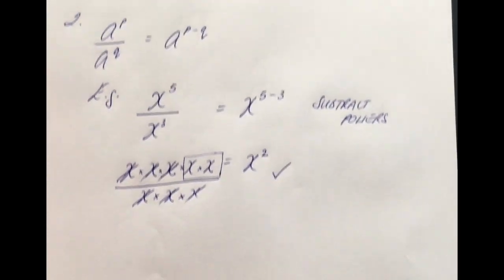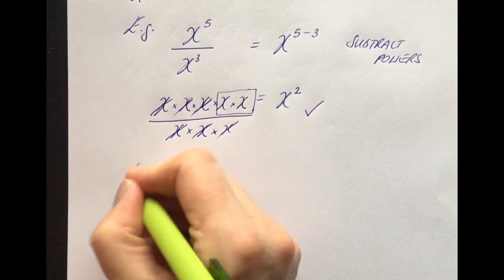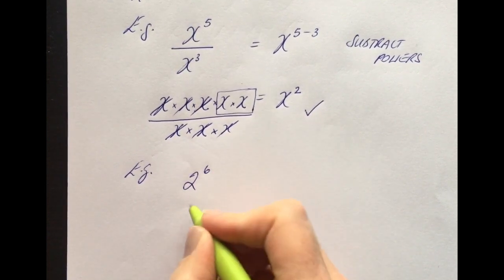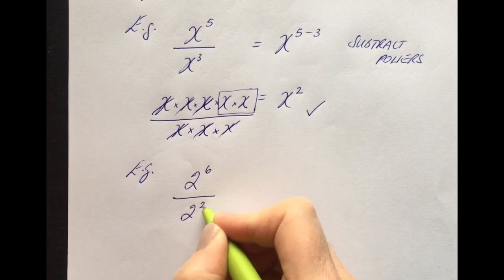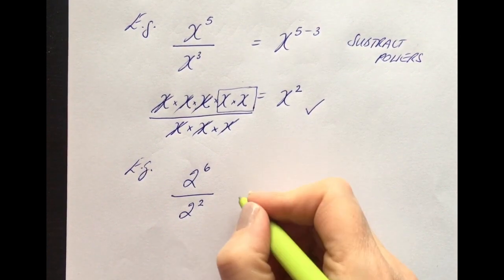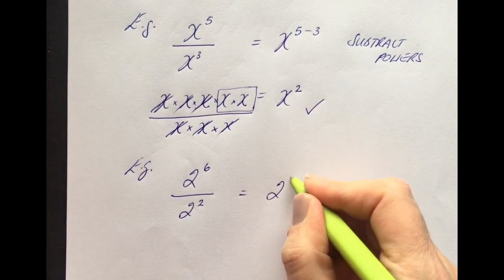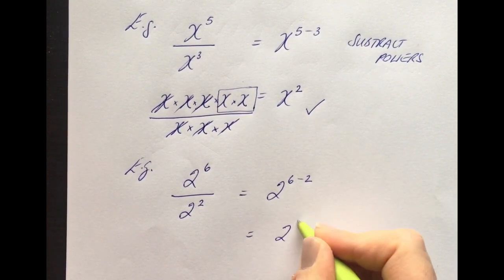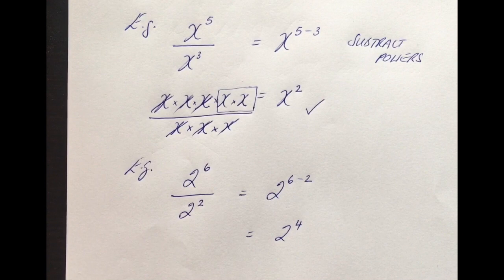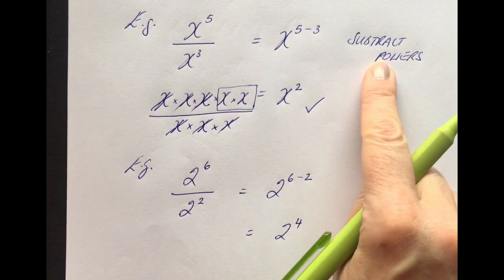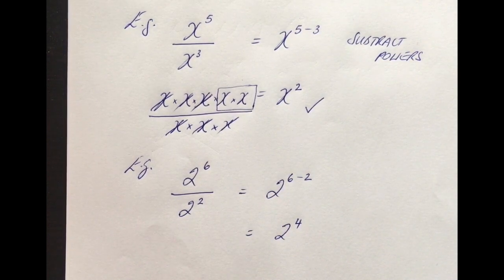Okay, let's take a numerical example of this. So let's take 2 to the power of 6 divided by 2 to the power of 2. Okay, and 2 to the power of 6 divided by 2 to the power of 2 is the same as 2 to the power of 6 minus 2, which of course is 2 to the power of 4. Okay, so when it's division, you subtract the powers. That's what the second law of indices says.